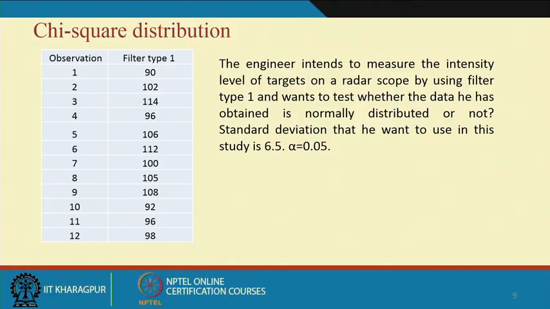Now I will show you one example of the use of the chi square distribution. This is an example we have discussed several times: the radar's intensity level on target in a radar scope experiment, using filter type 1. This is the data, 12 data points.